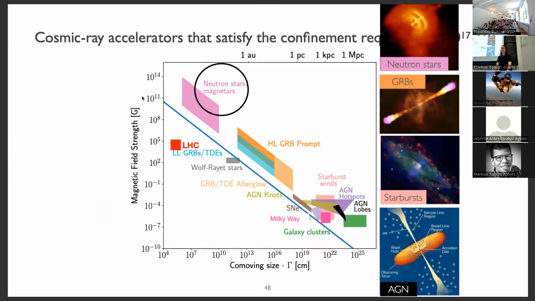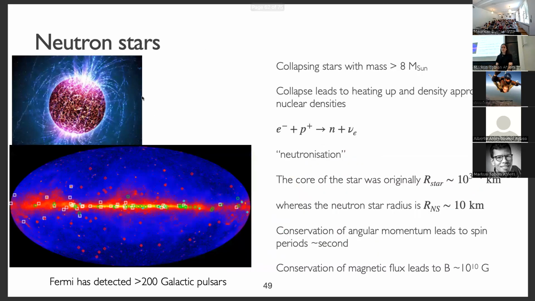Final thing, neutron stars. So I've been going down in radius and up in magnetic field strength. These are, of course, what happens to a collapsing star with a relatively large initial mass, larger than 8 times the mass of the sun. In this process, the star which originally had a radius of order 10 to the 4 kilometers collapses down to 10 kilometers.